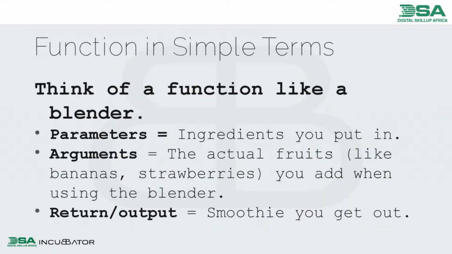And I told us, think of a function like a blender, where your parameter is the ingredient you put in it. Your arguments are the actual fruits, like your banana and strawberries, that you add. Then your return or your output is what? The smoothie you get out of your function.